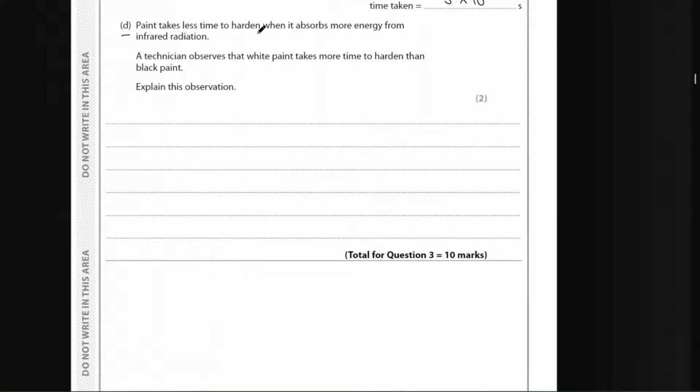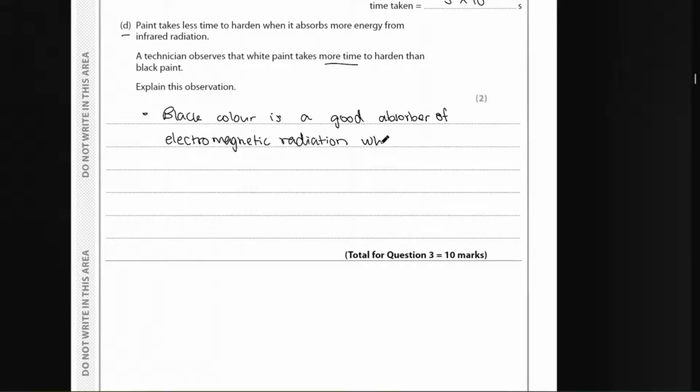Let's look at question D. Paint takes less time to harden when it absorbs more energy from infrared radiation. A technician observes that white paint takes more time to harden than black paint. Explain this observation. We know that black is a good absorber of radiation, whereas white is not. So we can write that down first: black color is a good absorber of electromagnetic radiation, whereas white color is not.